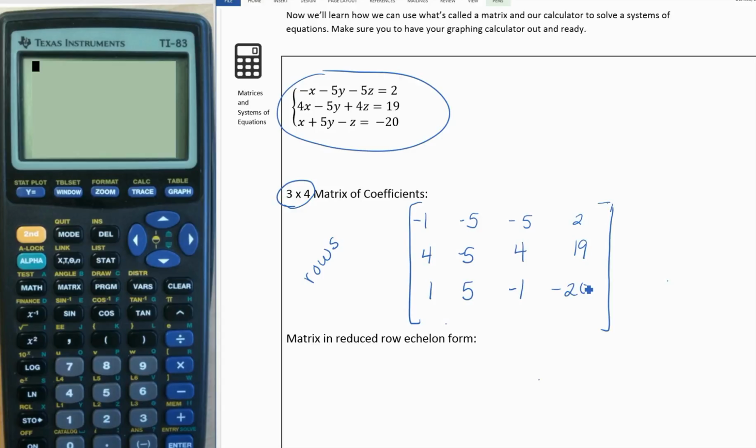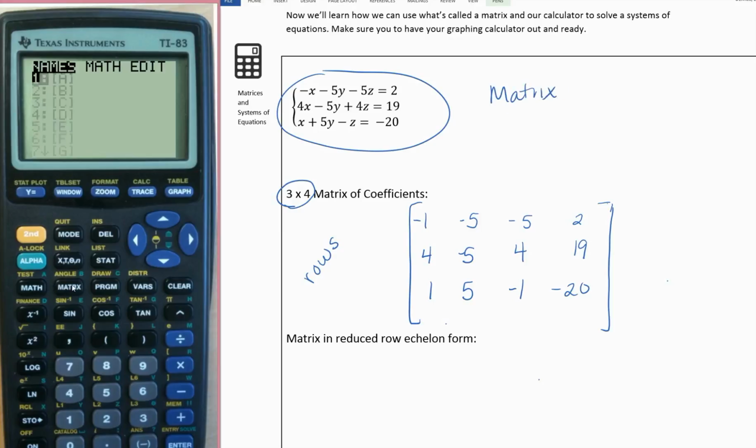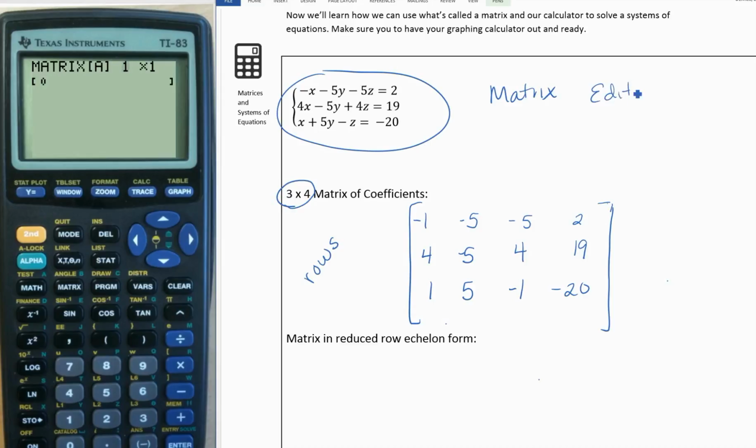Okay, now to put this in your calculator, you're going to hit the second button, and then, sorry, you don't need to hit second at all. You're just going to hit the matrix button, which is right here. You're going to go over to edit and hit enter. Now we're going to put in our dimensions. When we have 3 equations and 3 unknowns, we're going to do 3 by 4, and you'll see that it changes and gives you enough spots.